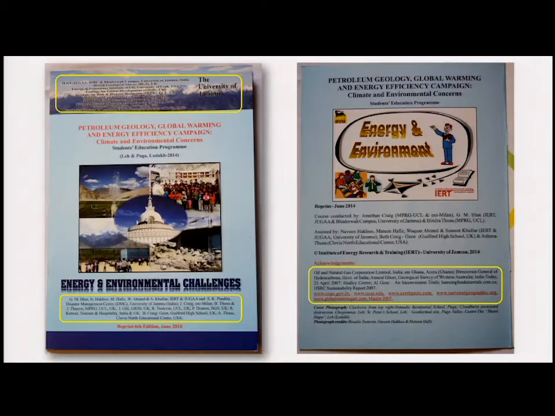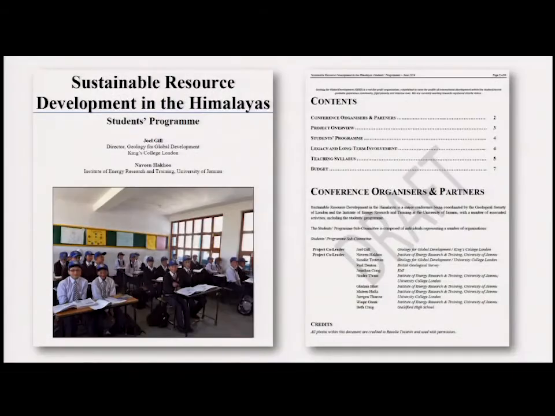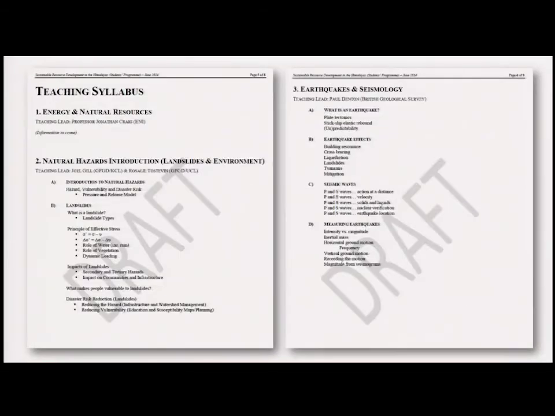collaborated with many collaborators that included Geological Society London, Joel is here, Geology for Global Development, IRDR and others, and the theme was very diverse. And the curricula that we devised, that we constructed, not only included energy and natural resources, but also included natural hazards, landslide and environment, which followed through with introduction to landslides, etc., etc.